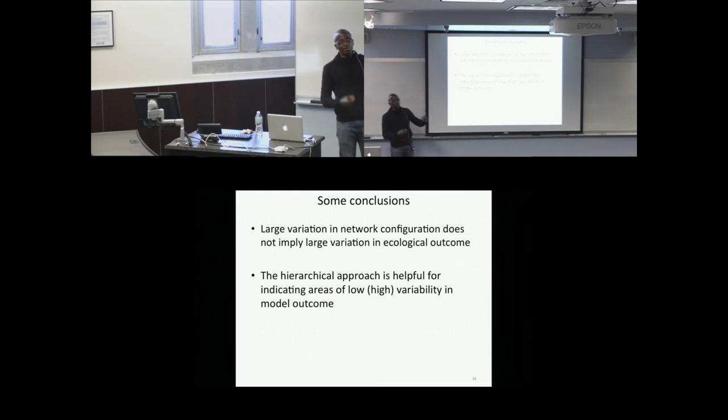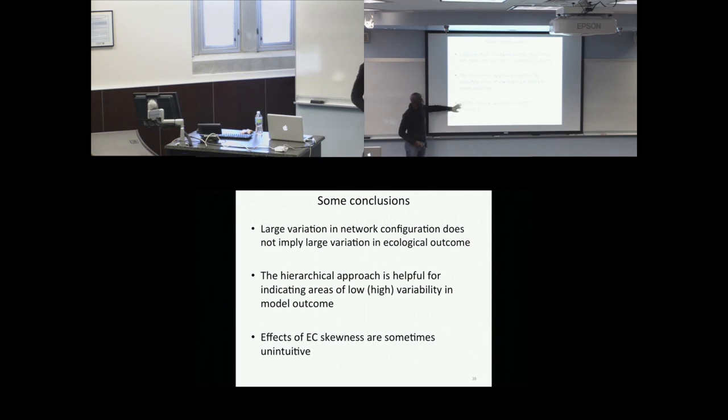And so we need to be really careful about the metrics we choose, and we need to be careful about, well, what do we want these networks for? And of course, one of the big conclusions is that all this is experimental. I still don't know what skewness does, and I'm trying really hard to figure it out.